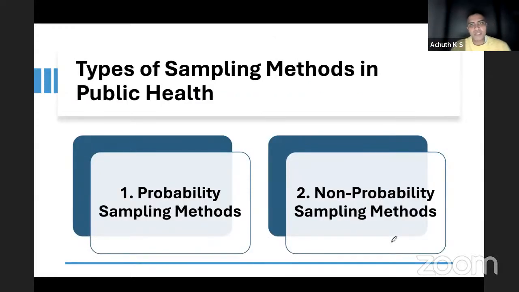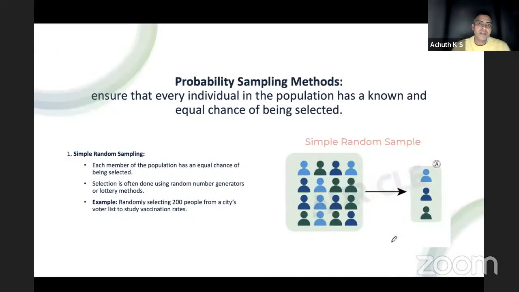There are two types of sampling in public health. That is probability sampling methods and non-probability sampling methods. We'll see one by one. Probability sampling ensures that every individual in the population has an equal chance of being a part of the study. Okay. In this, we have certain types. That is simple random sampling.